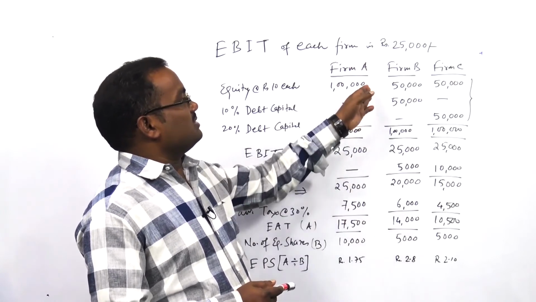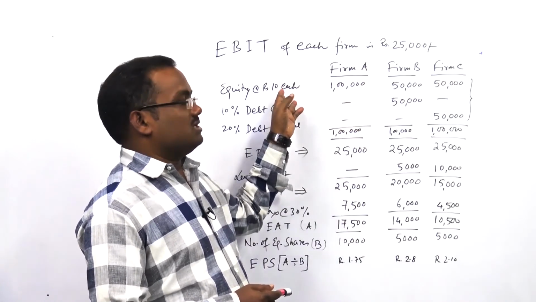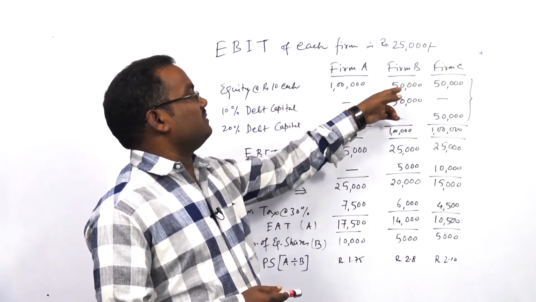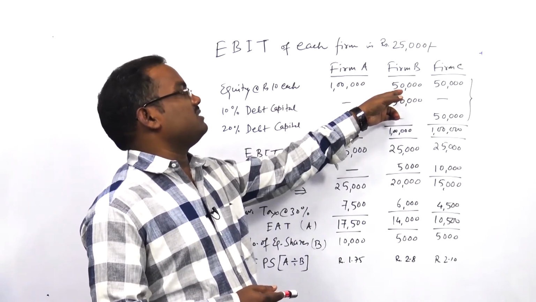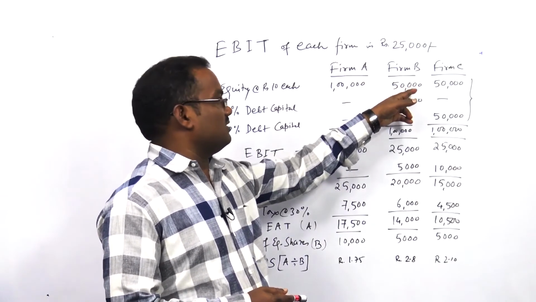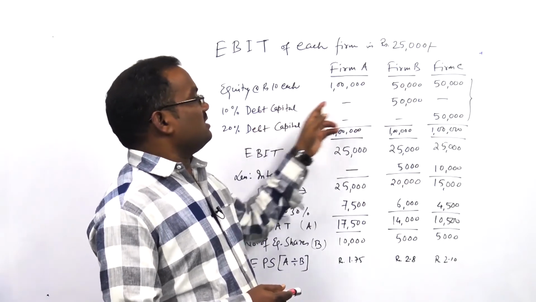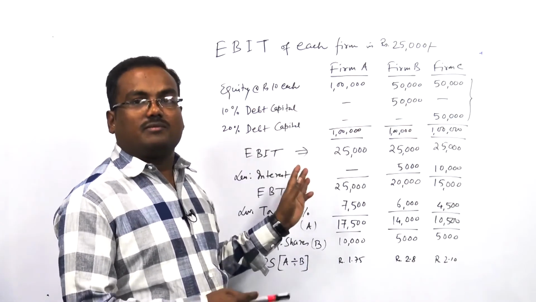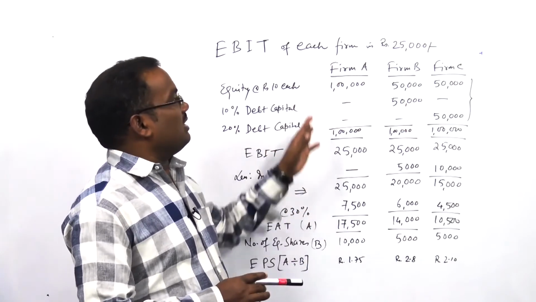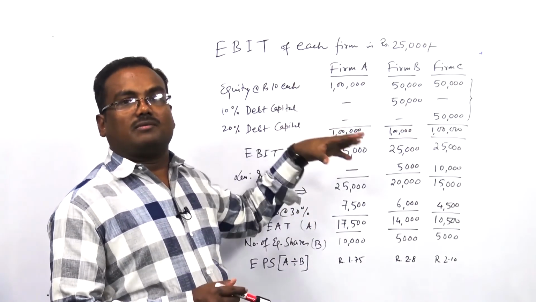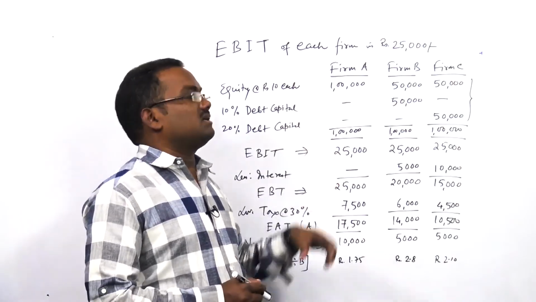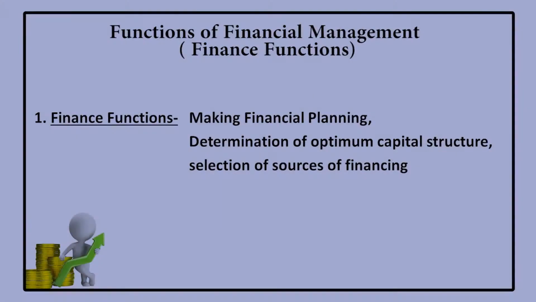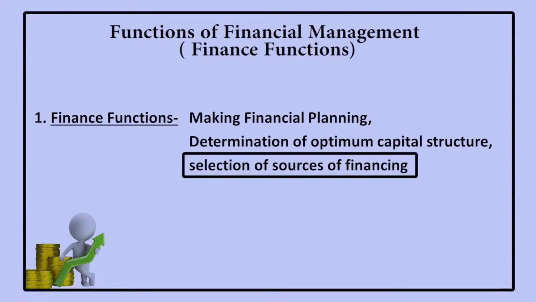That means the collection of funds from rupees 10 equity shares, that means 5,000 equity shares at the rate of rupees 10, that means 50,000, and 10% debt capital, that means 50,000 from the debt capital. So this is the proper example of how a firm can optimize its capital structure.